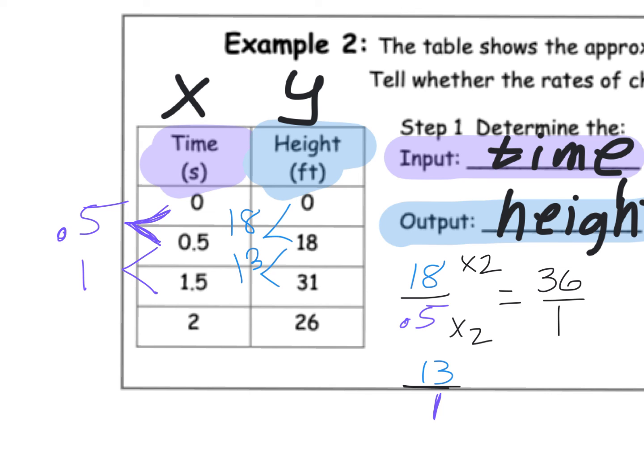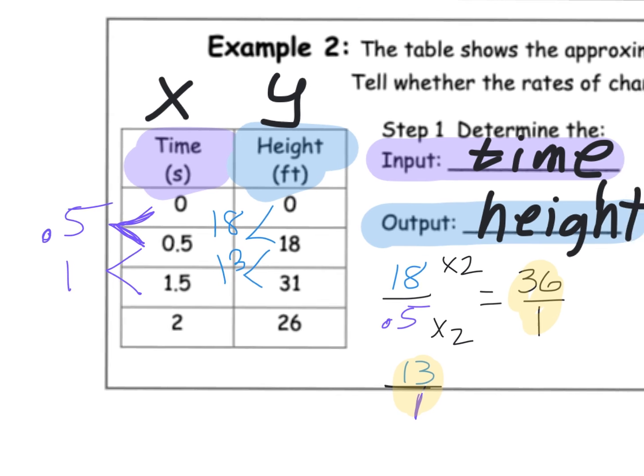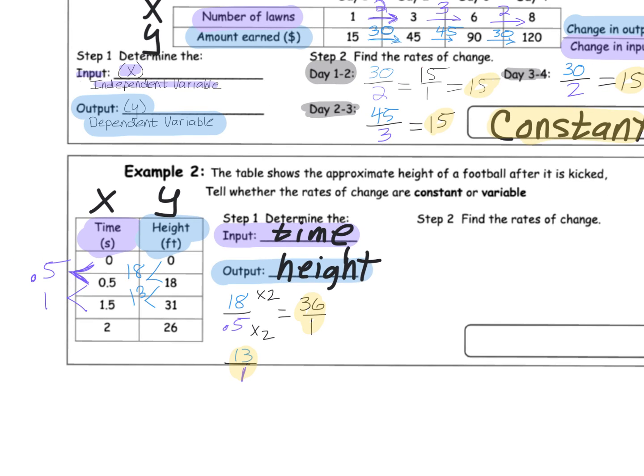So we can tell that we don't have a constant rate of change because those two rates of change are different. So this, friends, will be a variable rate of change. And again, that is because once we compared our change in our Y values to our change in our X values, they were not the same.